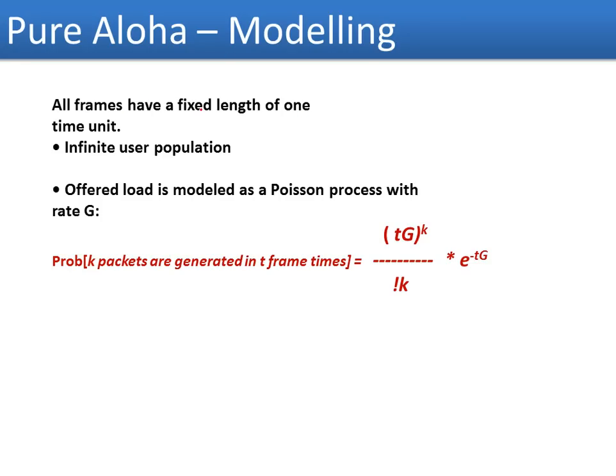We are considering 1 time unit and an infinite user population. It means the number of nodes which are going to share that medium is infinite, and the offered load. So the rate G will represent the load of the network, and the load will include transmission of data, the current transmission rate. And there is a formula that can be used to find the probability of sending k packets in t frame times. So now let's have a look at the pure Aloha throughput calculation.